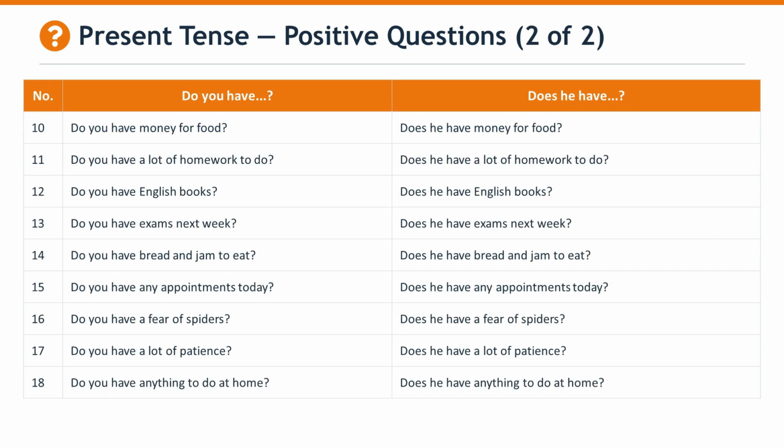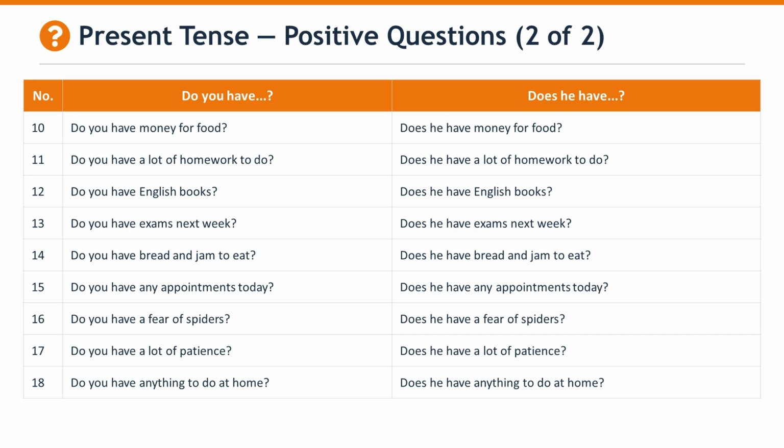Let us continue with more positive questions. Do you have money for food? For he, does he have money for food? Do you have a lot of homework to do? For he, does he have a lot of homework to do? Do you have English books? For he, does he have English books? Do you have exams next week? For he, does he have exams next week?